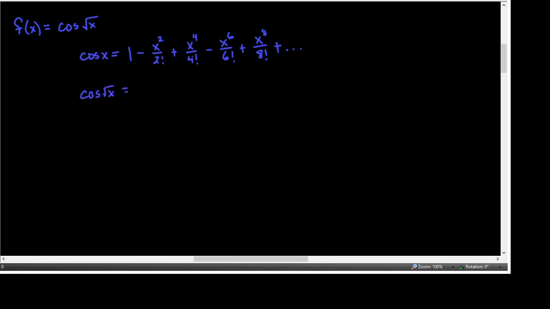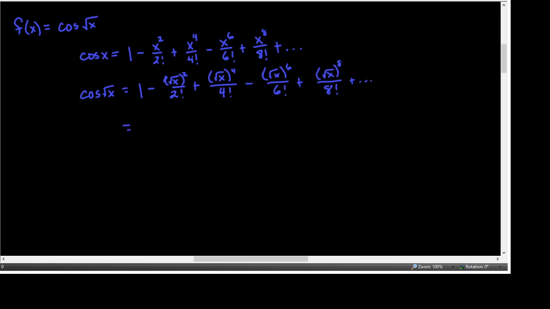For every x, put in square root of x. So 1 minus square root of x squared over 2 factorial, plus square root of x to the 4th over 4 factorial, minus square root of x to the 6th over 6 factorial, plus the square root of x to the 8th over 8 factorial, plus dot dot dot.